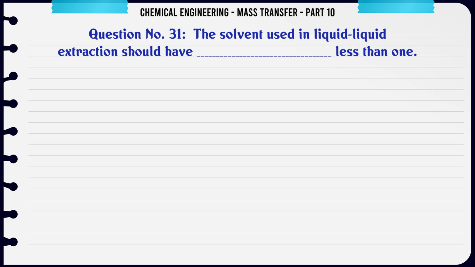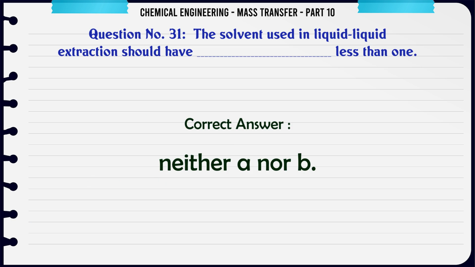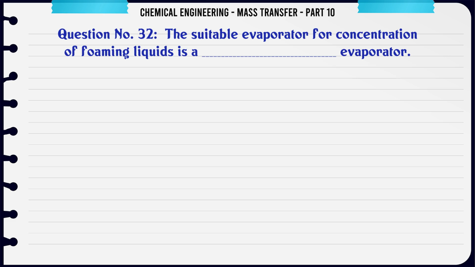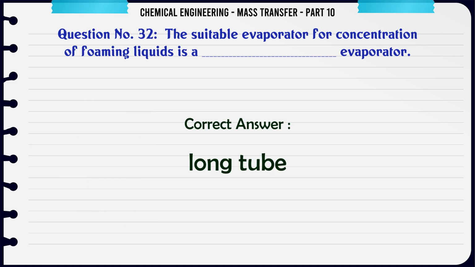The solvent used in liquid extraction should have less than 1. A. Selectivity. B. Distribution coefficient. C. Both A and B. D. Neither A nor B. The correct answer is neither A nor B. The suitable evaporator for concentration of foaming liquids is a evaporator. A. Long tube. B. Short tube. C. Vacuum. D. Falling film. The correct answer is long tube.